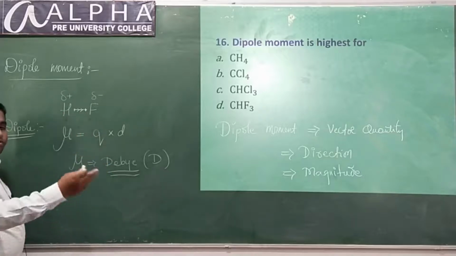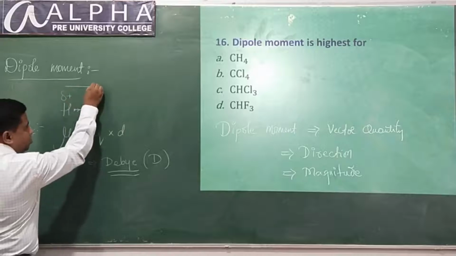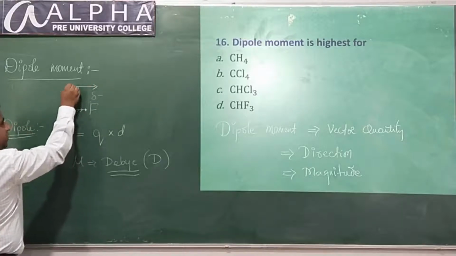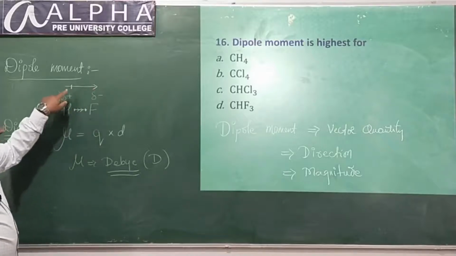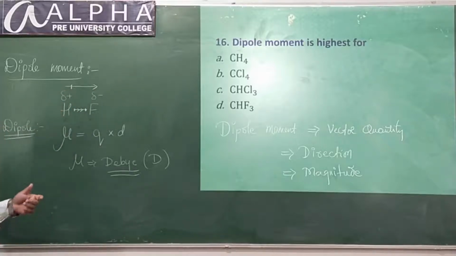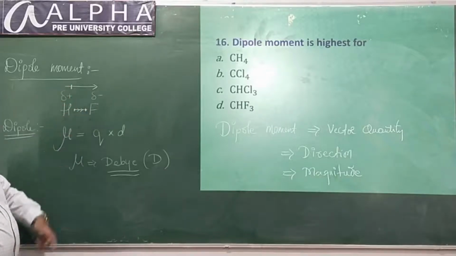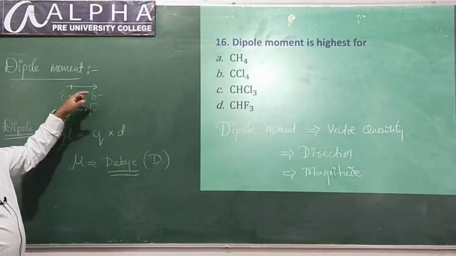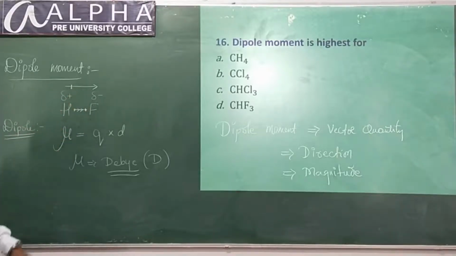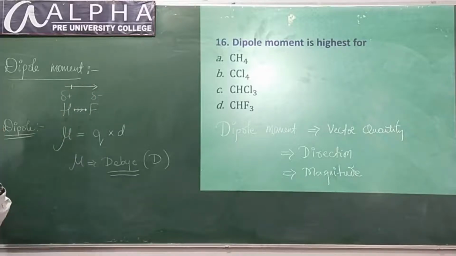Among hydrogen and fluorine, which one is more electronegative? Fluorine is more electronegative. Therefore, the dipole moment is towards fluorine. We will write it with an arrow mark with a tail at its end. This is how we represent the direction of the dipole moment. The dipole moment is directed towards a more electronegative atom.